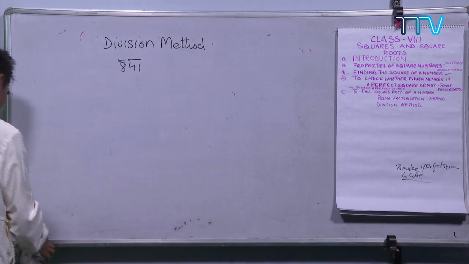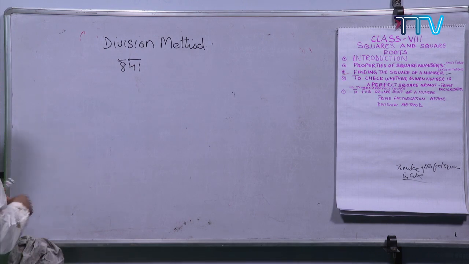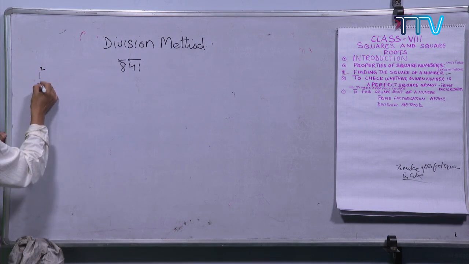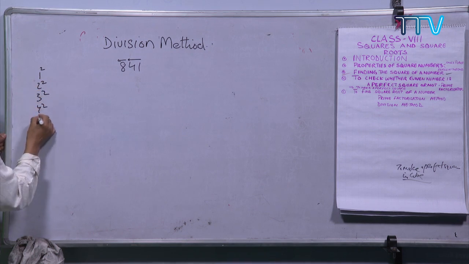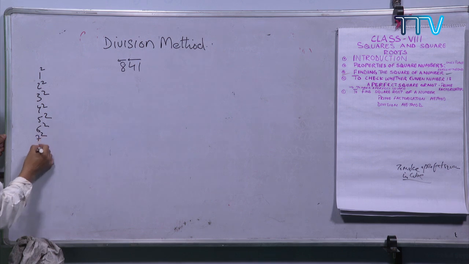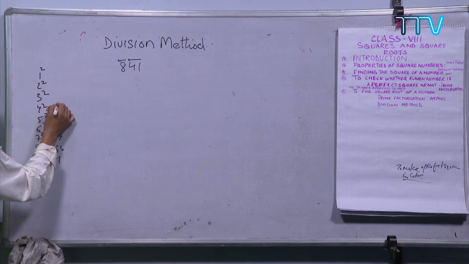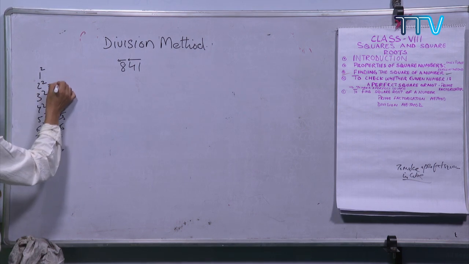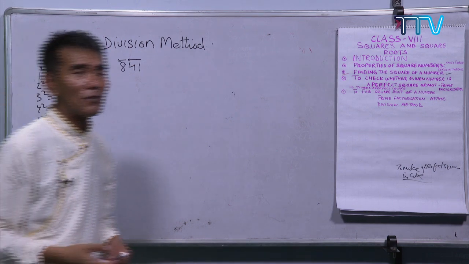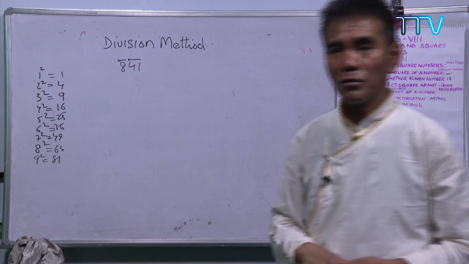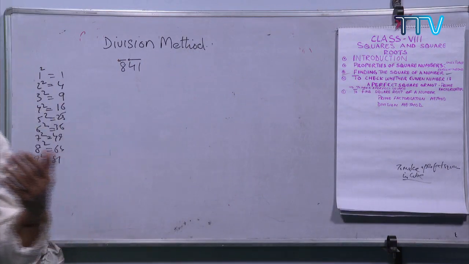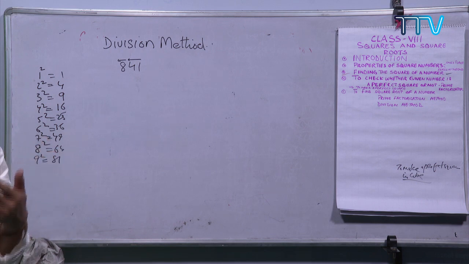For this question, you have to understand the squares of the first 9 natural numbers: 1 square, 2 square, 3 square, 4 square, 5 square, 6 square, 7 square, 8 square and 9 square. These are 1, 4, 9, 16, 25, 36, 49, 64 and 81.